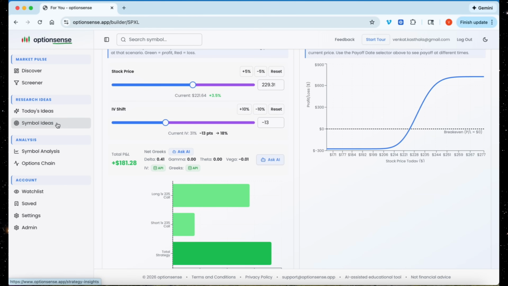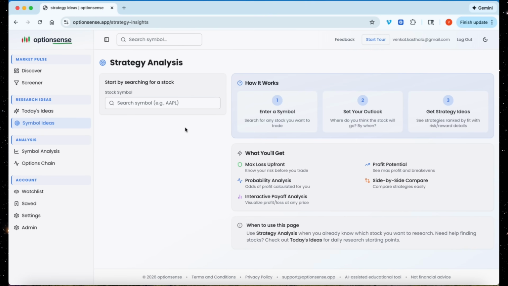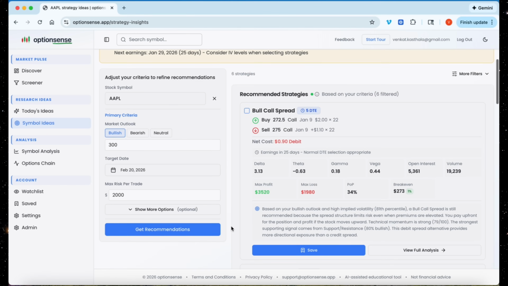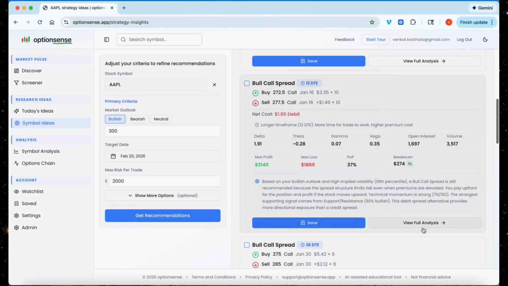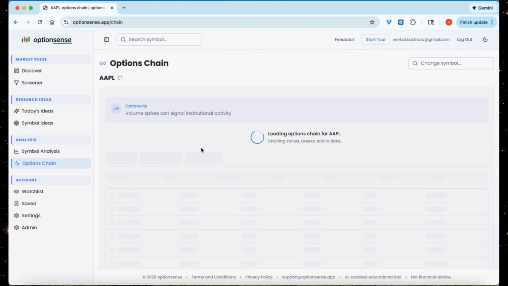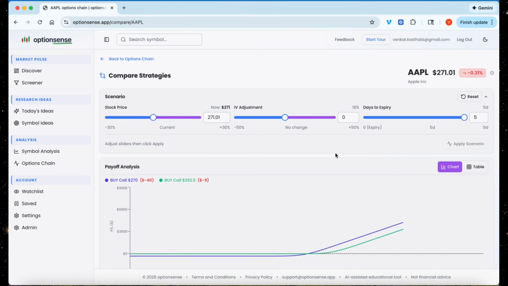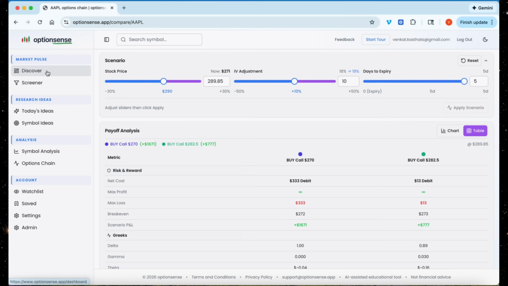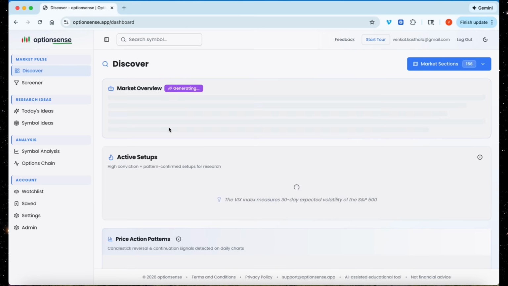If you already have a view, say you're bullish on Apple, Symbol Ideas recommends strategies that fit your criteria. Click View Full Analysis to review the strategy in detail. You can explore the options chain, select different option legs, and compare how volatility or time to expiration affects the trades. OptionSense gives you a disciplined way to think before you trade.